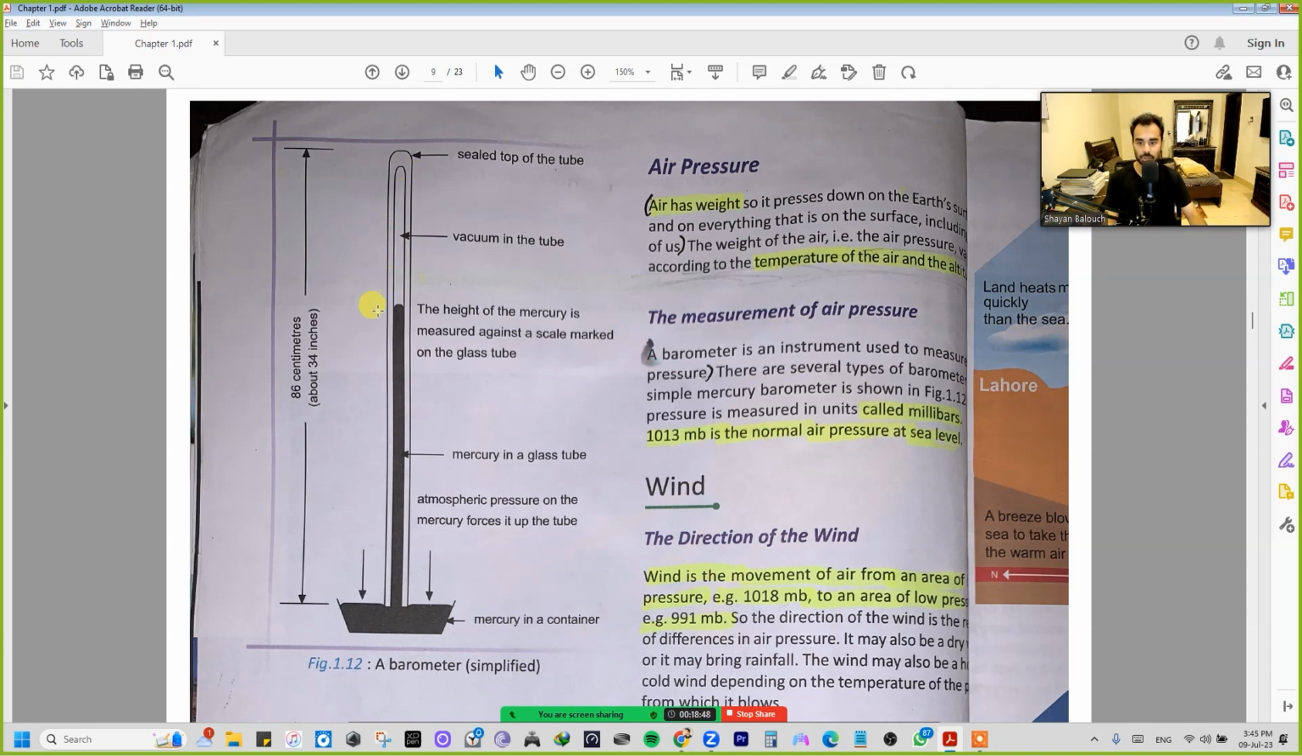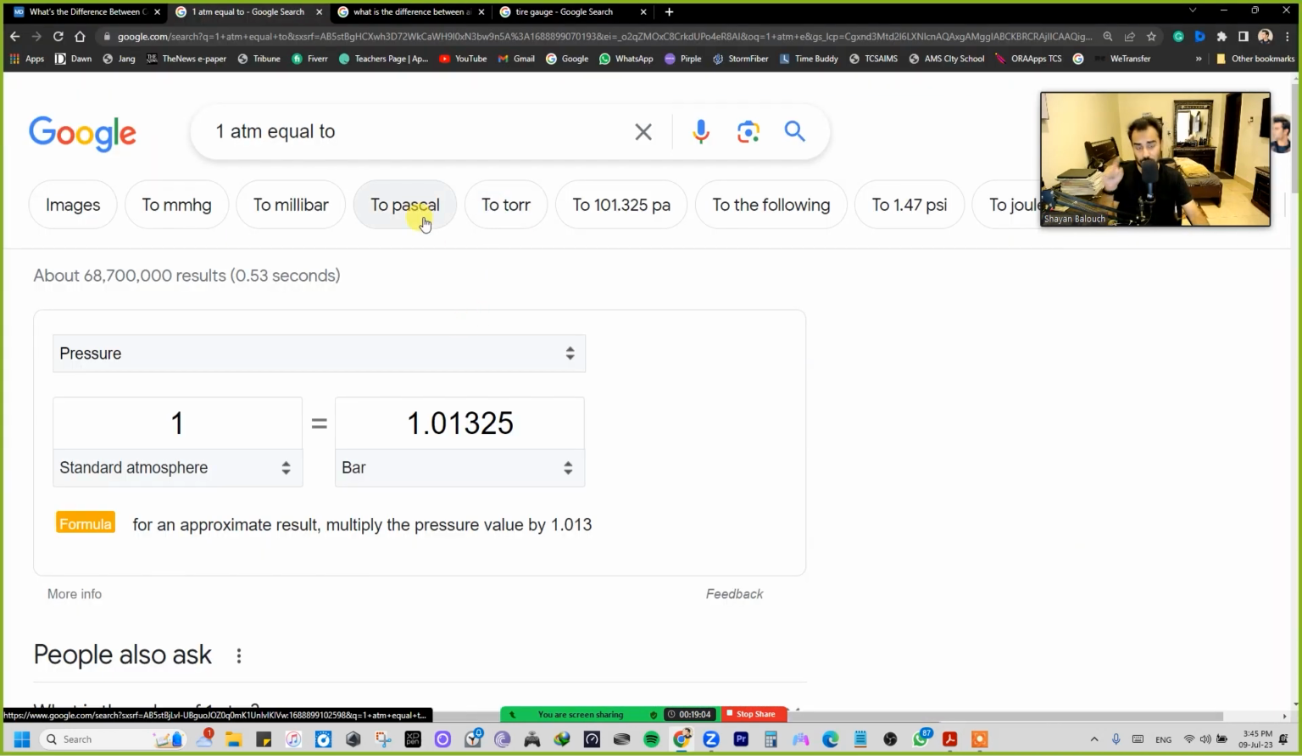Okay, so the information given here is that 86 centimeters, about 34 inches, is its full height, right? Well, it's not fixed. It can depend on various sizes and various companies and so on. Okay, so that is how you note the atmospheric pressure.